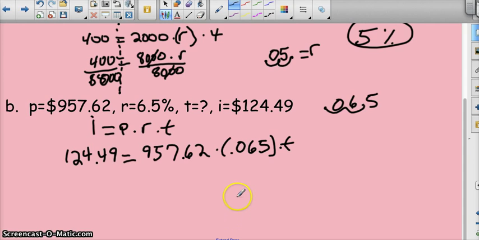Alright? In focusing in on this problem, the first thing I'm going to do after I draw my line down the middle is realize that to get the T by itself, both of these two, 957.62 and 0.065, need to go away. And to make it simpler, I'm going to multiply the two. When I multiply 957.62 times 0.065, it produces 62.2435.